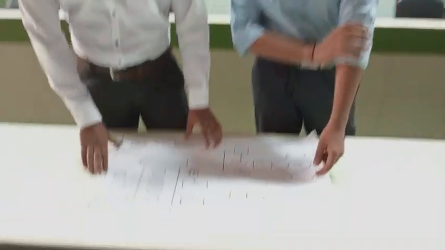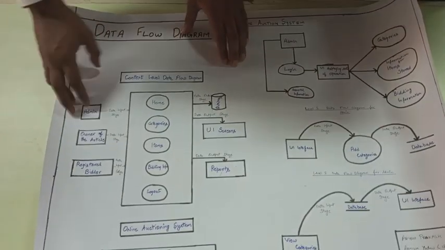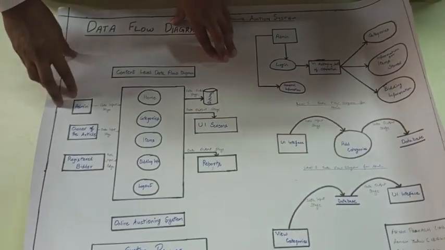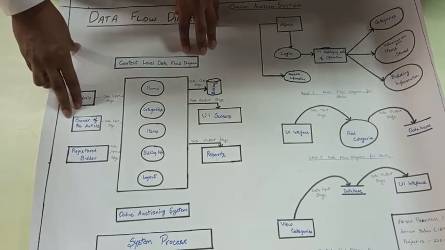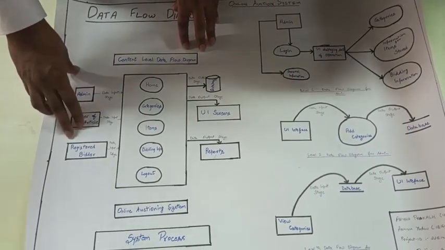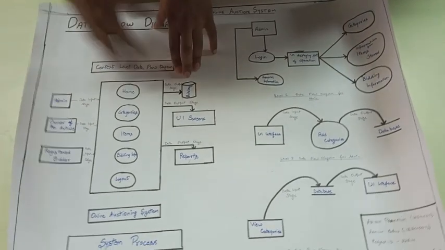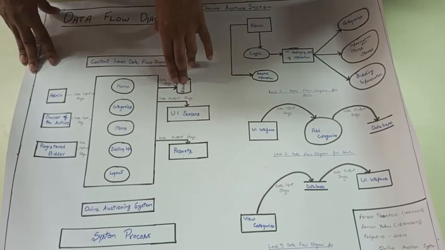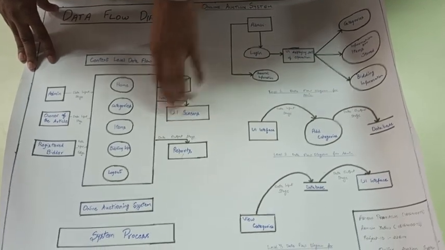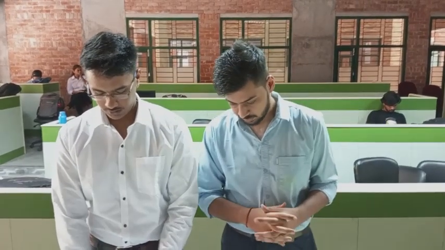Coming to our project process, here is basically the system process. There are three data input stages, which include the admin state, which is the owner of the article, and a registration for bidders. Coming to the output stage, there is database storage and a UI screen system, and finally there is a report.